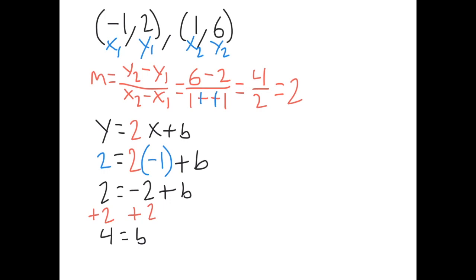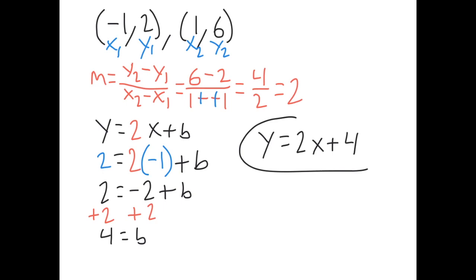So now we go back into this equation and plug in our b. So that'll give us y equals 2 for the slope, x plus b, and b was 4. So again, this gives us an equation.